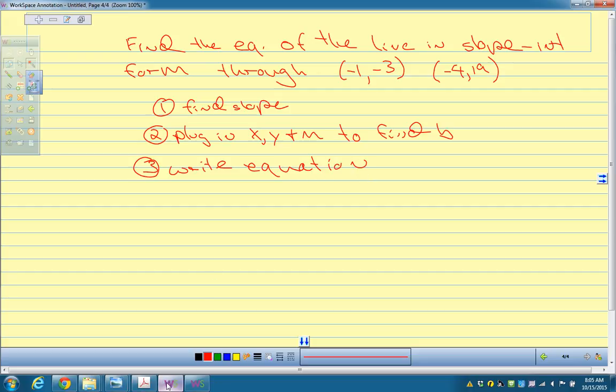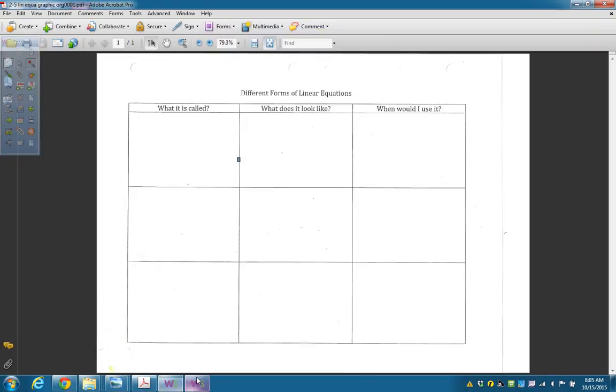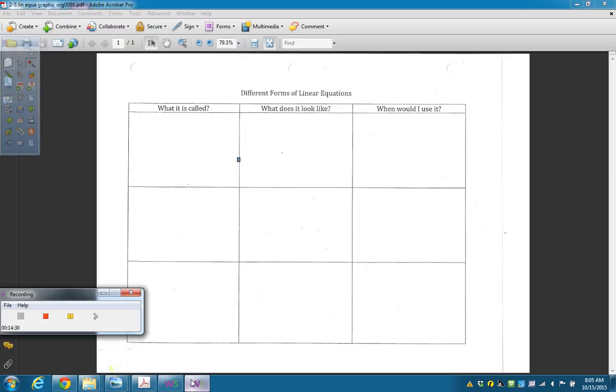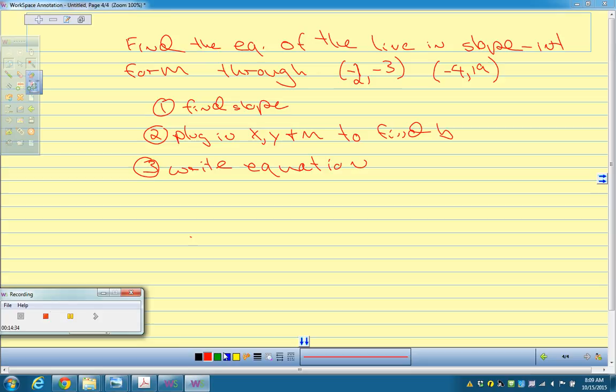Go ahead, give that a shot. It's going to disappear when I pause this, but that's okay. Where's my pauser? Oh, there it is. So let me just first find the slope.